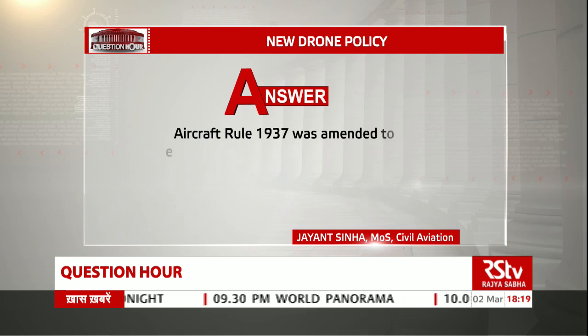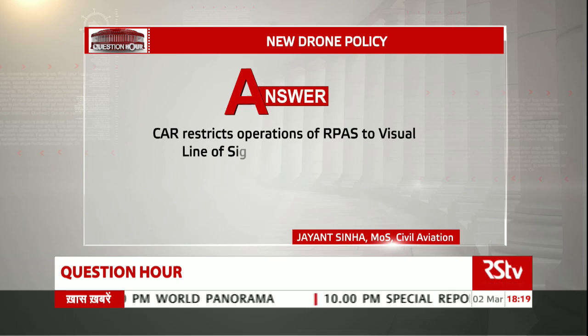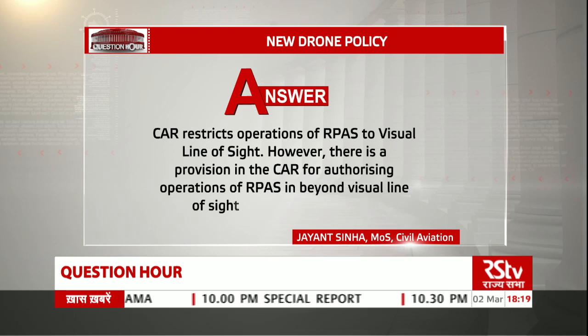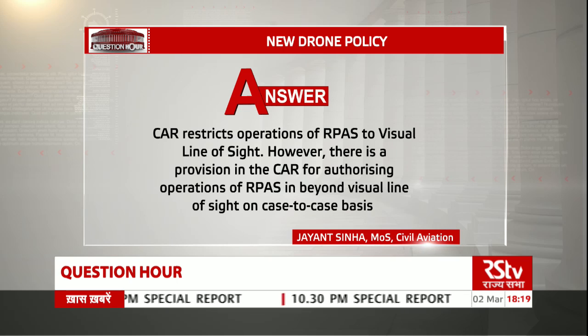The Civil Aviation Requirements restricts operations of RPAs to visual line of sight. However, there is a provision in the CAR as per para 14.1 for authorizing operations of RPAs in beyond visual line of sight on case-to-case basis, subject to adequate justification provided by the applicant for safe conduct of the RPA's operations or the operation of drones.